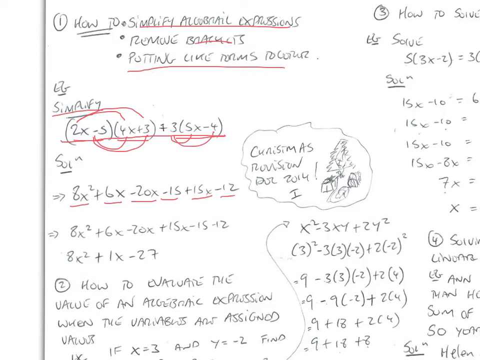We gather our like terms, starting with our variable of the highest power, the squared, on the left. So we have 8x squared plus 6x minus 20x, and we bring this 15x here, plus 15x. Minus 15 takes that into account, and minus 12. So that gives us 8x squared plus 1x minus 27.